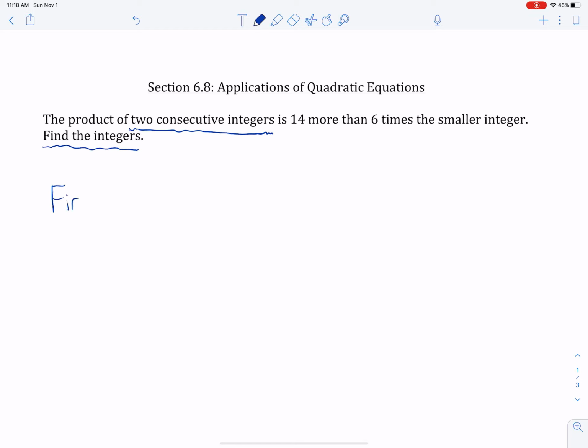So if I call my first number x, you might remember that consecutive integers, because they're one after another one, my second one would be x plus 1. So that's what I'm looking for. I'm going to try to find what the first and second integer are. Now here we start with the product of those two consecutive integers. Product means we multiply them together. So that would be x times x plus 1.